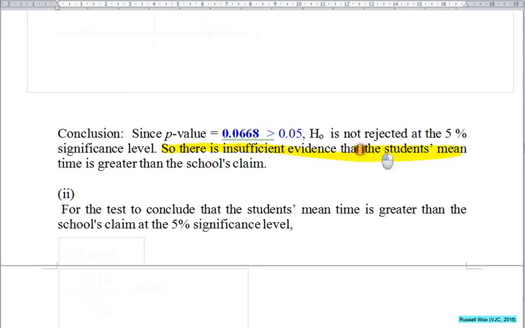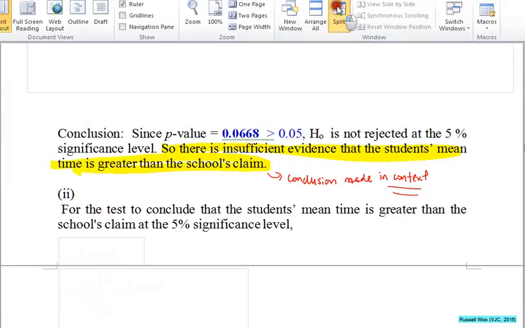I want to emphasize that it is not sufficient just to say that H naught is not rejected. You must also conclude in context. The conclusion must be made in context. So therefore you say there is insufficient evidence that the mean time is greater than the school scale. All okay? All good? Okay. Let's take a look at part 2.